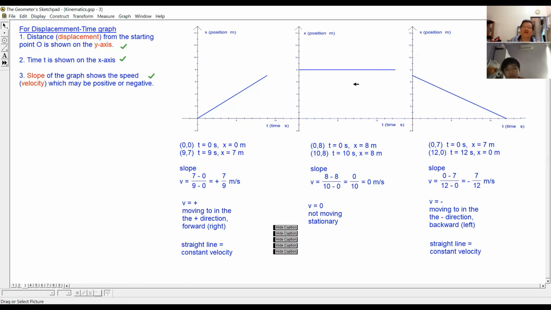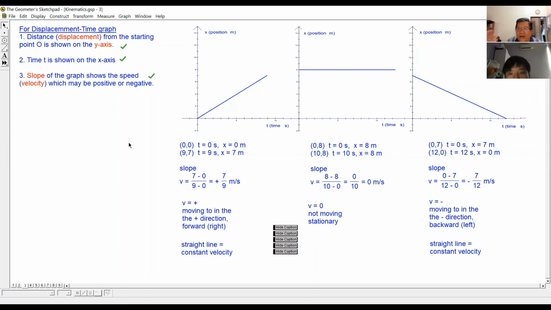So how many types of motion are there? Three types. What are the three types? Moving away, coming back, or not moving at all. Moving away, velocity is positive, moving to the right-hand side. Then moving to the left-hand side, the velocity is negative. And it is shown by the slope of the straight line. So far, any questions or not?